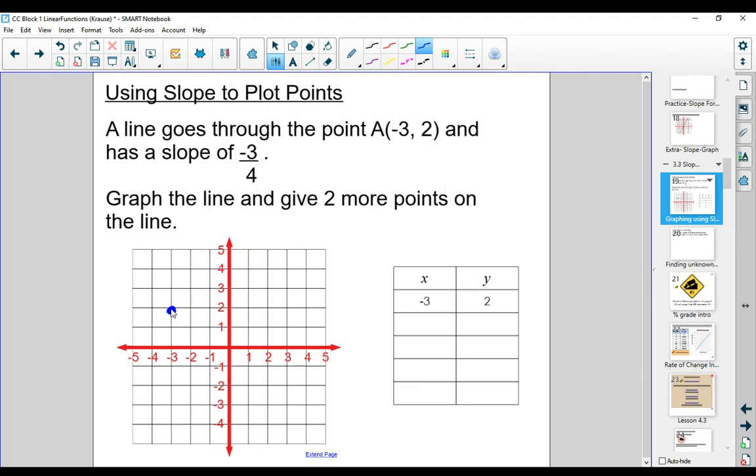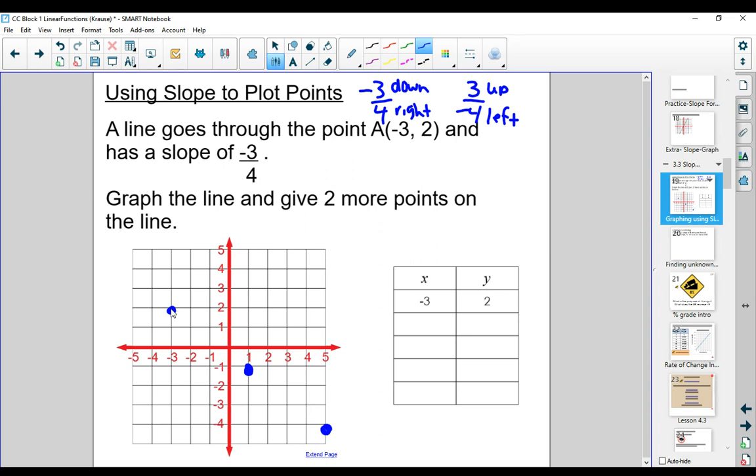One is to just count your slope. So negative 3 over 4 means down 3, right 4. Or it could mean 3 over negative 4, meaning up 3, left 4. If we use that as our starting point, we start from our original point and go down 3, 1, 2, 3, and then right 4, 1, 2, 3, 4, which puts us right here. And we could go the other way, except we don't have enough space on our graph. So those would be some new points.